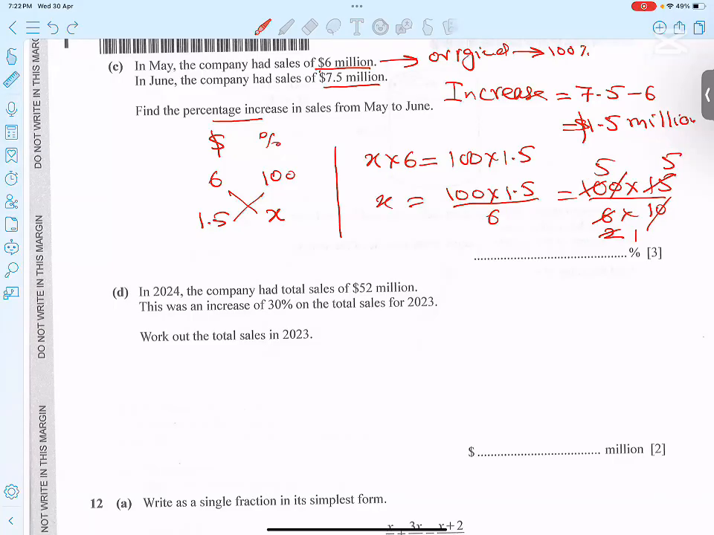So I got it that the percentage increase is 25%. I hope the concept is very clear. Let's go for part D.